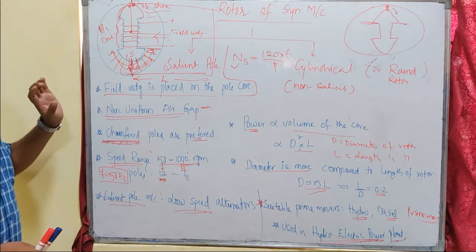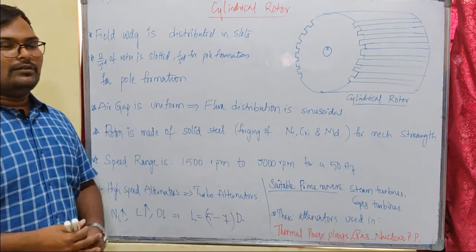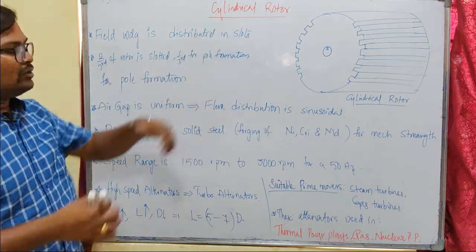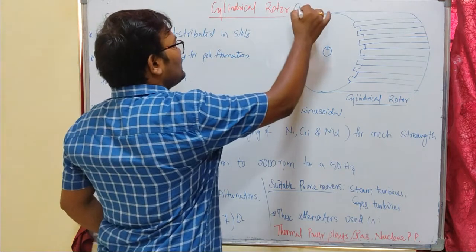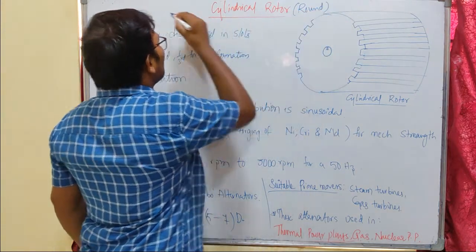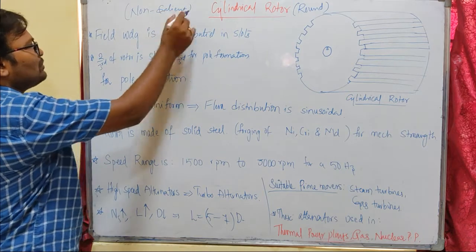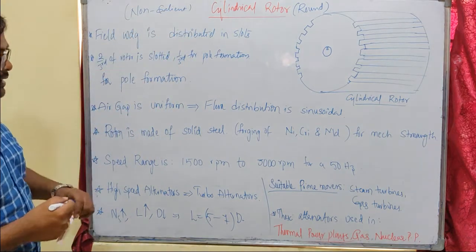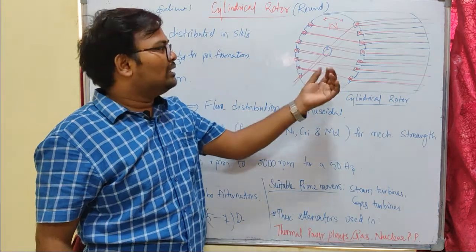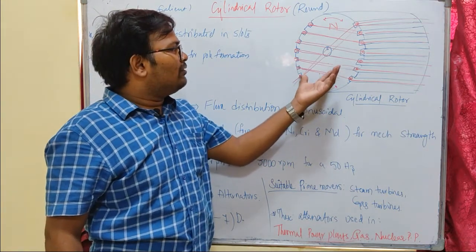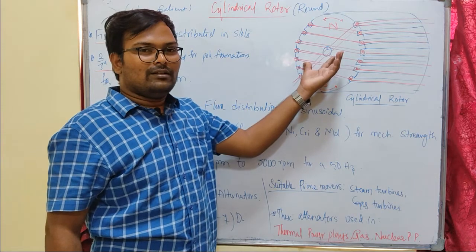Now let us see what a cylindrical pole rotor is. This is the second type of synchronous machine rotor, that is the cylindrical rotor. It can also be called a round rotor or non-salient rotor, because it is opposite to salient. Salient means projecting outwards, so the cylindrical machine has no projected poles. Mostly they will have two poles. So this is the type of structure for a rotor of cylindrical type.